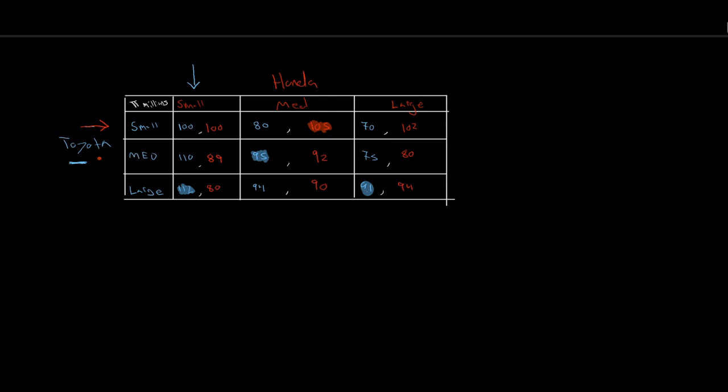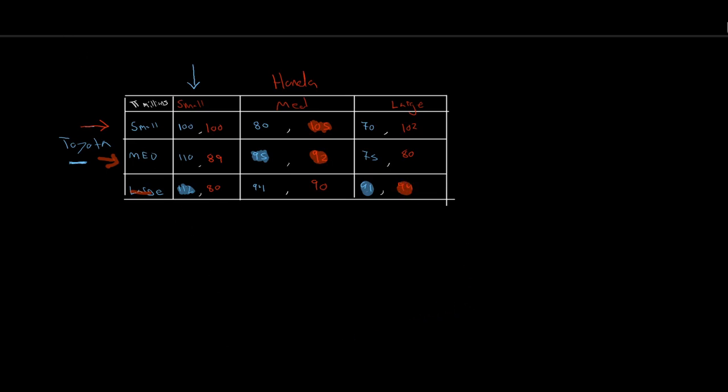What about if Toyota goes medium? Well, if Toyota goes medium, I'm looking at 89, 92, or 80. Well, between these guys, 92 is my best payoff. So if Toyota goes medium, I'll go medium. Finally, what's my best scenario if Toyota goes large? Well, if Toyota goes large, I could be getting 80, 90, or 94. So, okay, in this case, if Toyota goes large, I should go large.